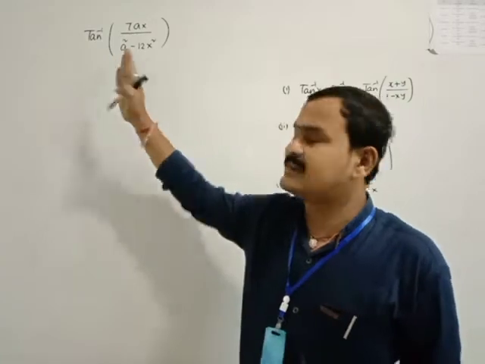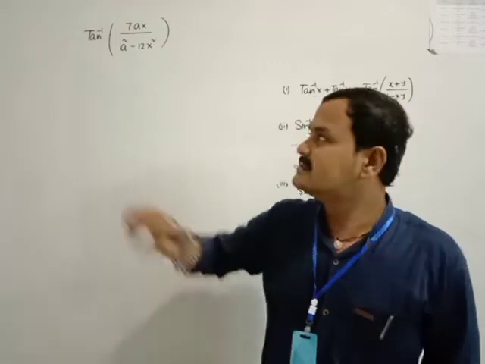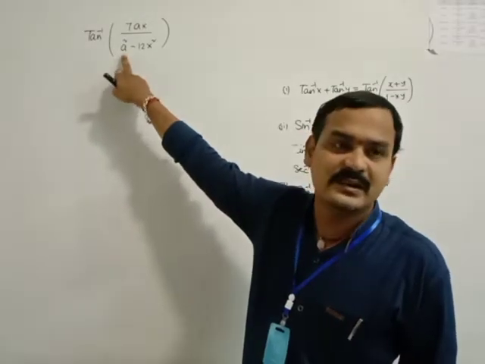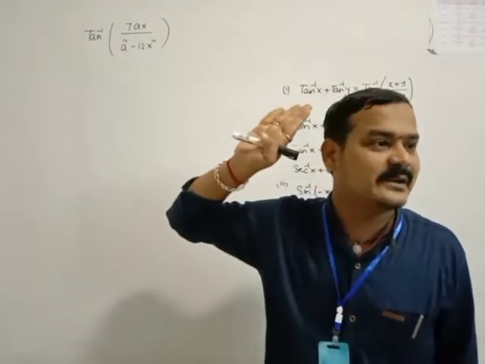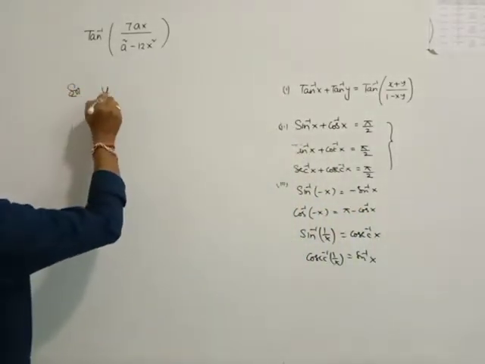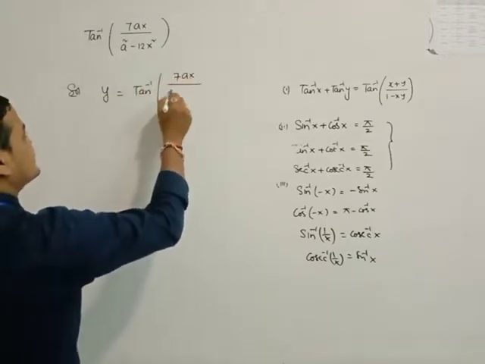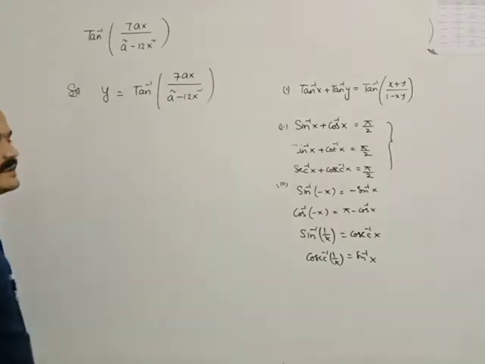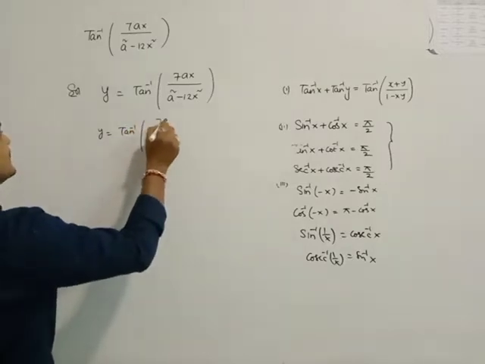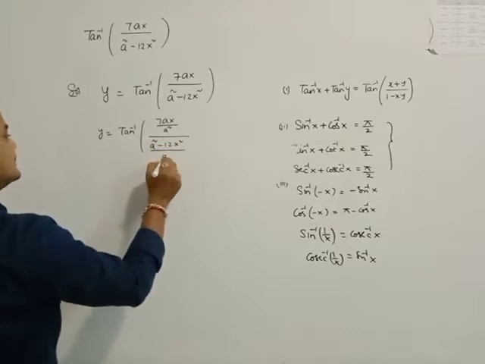So if it is a function of tan inverse x, it must be converted to one of the formulas related to tan. So in the denominator, you make the first term 1. If I want to make it 1, what do you need to do? First of all, divide the numerator and denominator by a square. That is the first step. Take y is equal to tan inverse of 7ax by a square minus 12x square. First divide the numerator and denominator by a square. So y is equal to tan inverse of 7ax by a square, over a square minus 12x square by a square.